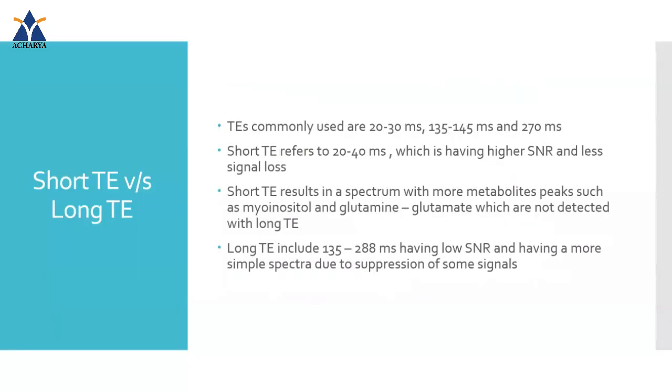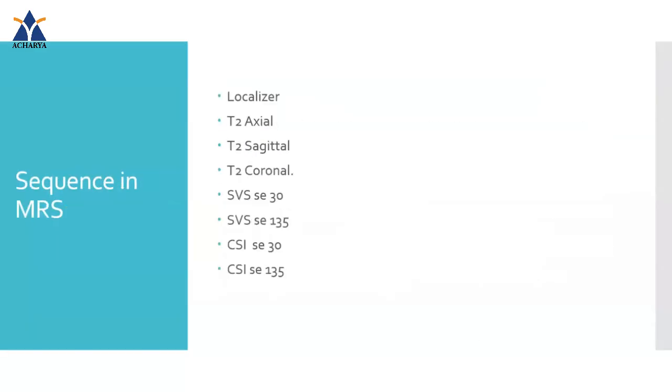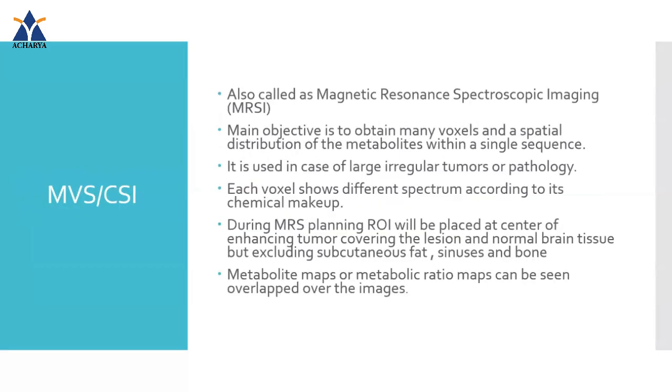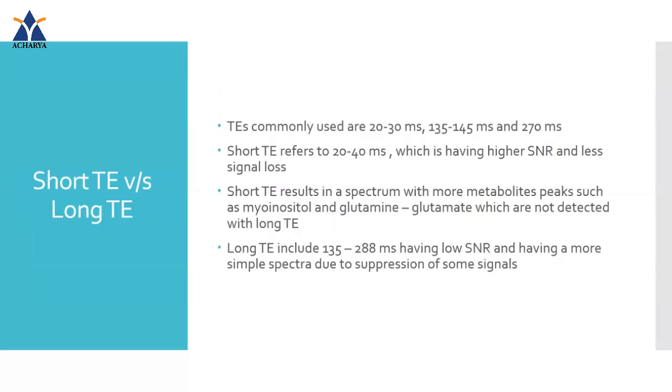There is another concept in MR spectroscopy, that is short TE, long TE, and intermediate TE. As I mentioned earlier, these are the TEs. Short TE refers to 20 to 40 milliseconds. Short TE has higher SNR and less signal loss. It is important when you want to see more metabolite peaks in a single sequence, for example myo-inositol, glutamate, glutamine.